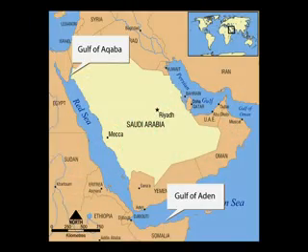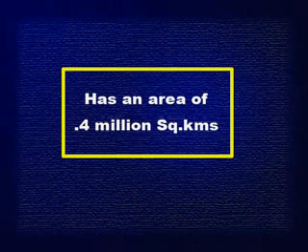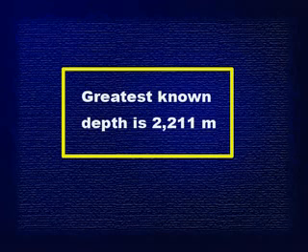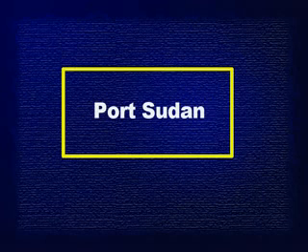It has a total area of about 0.4 million square kilometers with a mean depth of 491 meters. The deepest point of the Red Sea is at a depth of about 2,211 meters. This point is located off Port Sudan.